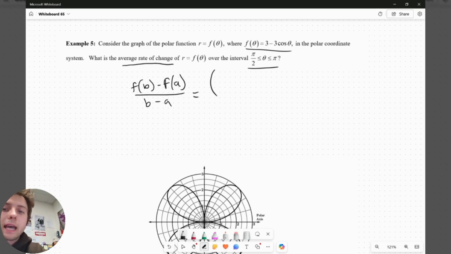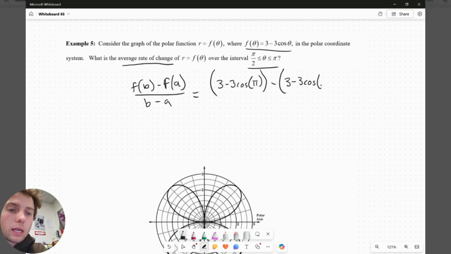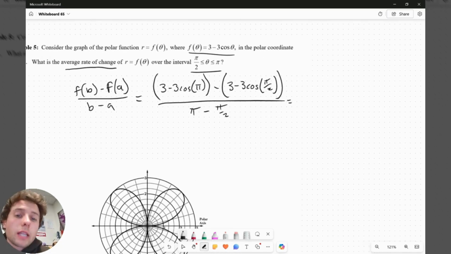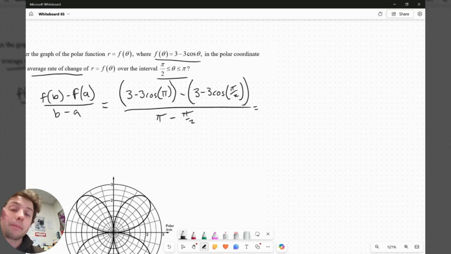So we want to find f of b. Well, our b value in this case is pi. We could plug that into our function. We could then subtract that with our function where we evaluate it at the a value of pi halves over the denominator of subtracting those two inputs. From here, this is just a lot of simplification by hand. It might take a little bit of time to do that.